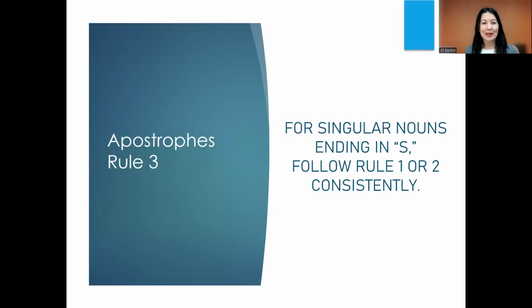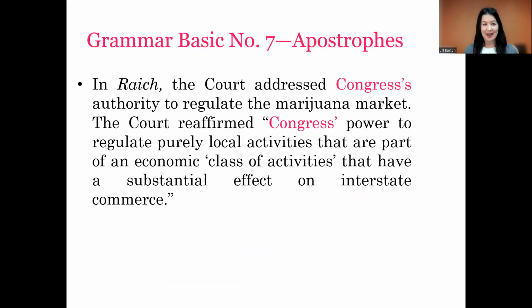Apostrophe rule number 3 is that when you have singular nouns ending in S, that's a singular noun with an S, we want to follow either rule and be consistent. So this is an area where even the Supreme Court justices disagree. The traditional rule has always been that when you have a singular noun like Congress, to make the possessive, you would write Congress apostrophe S. And Justice Alito is demonstrating that here.